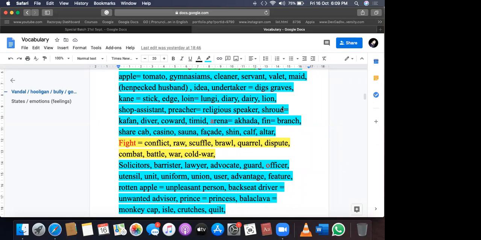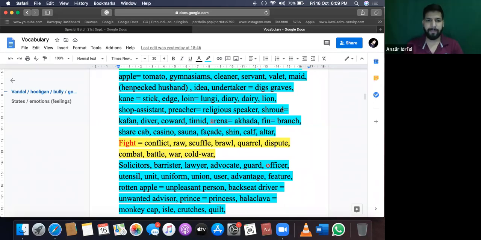There are 5 rotten apples. Are there 5 rotten apples? There aren't any rotten apples. Rotten apples. Very good. Next.